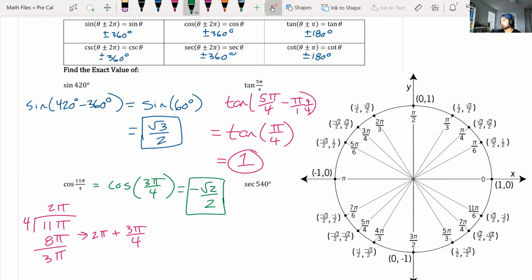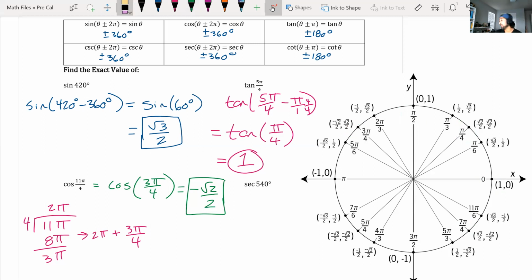Okay, cool. Also, you can count radians, right? This would be 7 pi over 4. This would be 8 pi over 4. This would be 9 pi over 4, then 10 pi over 4, and then 11 pi over 4.